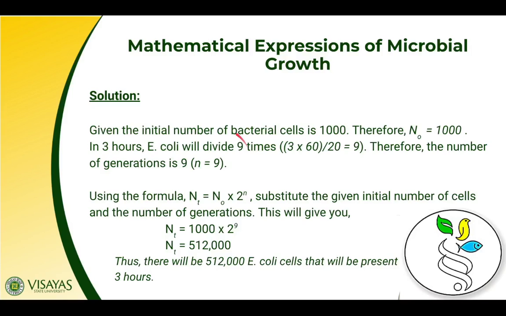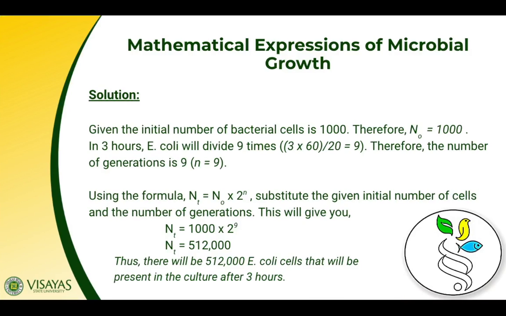So for 3 hours, how many divisions have occurred? How many generation times have occurred? That is what we call the generation time. So 3 times 60, because it is expressed in minutes, over 20, the number of generations equals 9. Meaning, in 3 hours, E. coli will divide 9 times. So n is equal to 9.